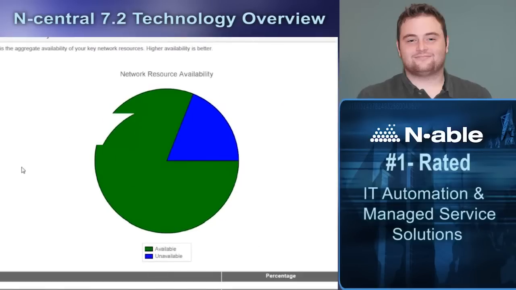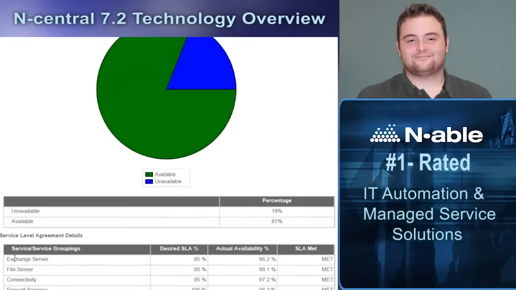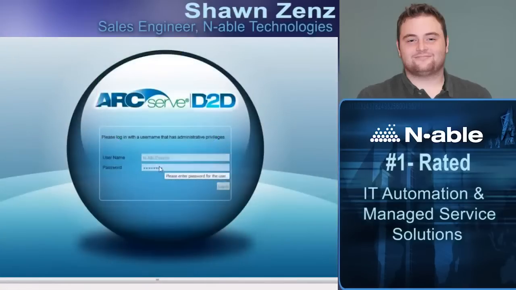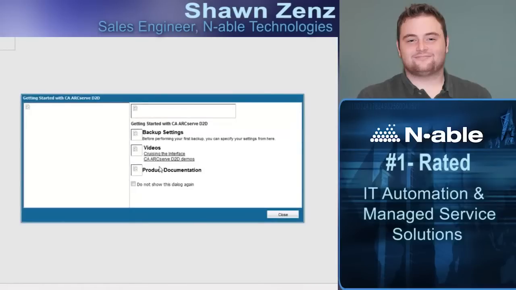So here I have an Exchange server. My SLA was 95. I exceeded that with a 96. I have met my SLA. I can of course generate simpler reports that just include this information, like an availability report, but most importantly it's all included as part of my executive summary. What we're going to take a look at next here is my ArcServe D2D.